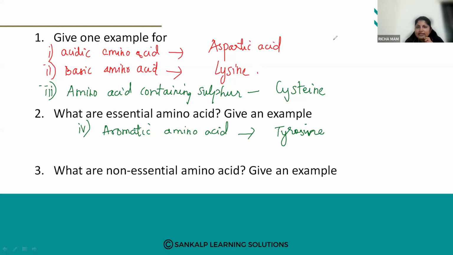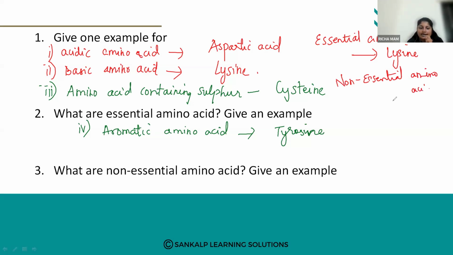Then give an example of essential amino acid. Which is an example for essential amino acid? It is again lysine. Then if they ask you one example for non-essential amino acid, it is glycine. Glycine is an example for non-essential amino acid.